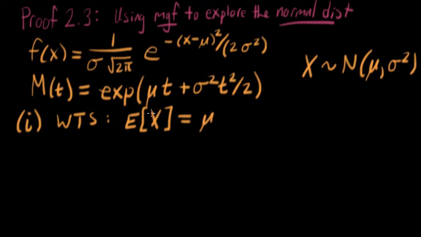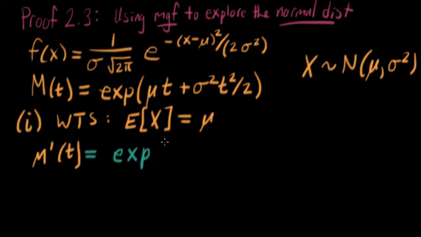Well, the expected value of x is its first moment, and we know that to find a moment using the moment generating function, to find the first moment, we take the first derivative and evaluate it at 0. So first take the first derivative of the moment generating function. I'm gonna switch colors here. And what's that equal to?